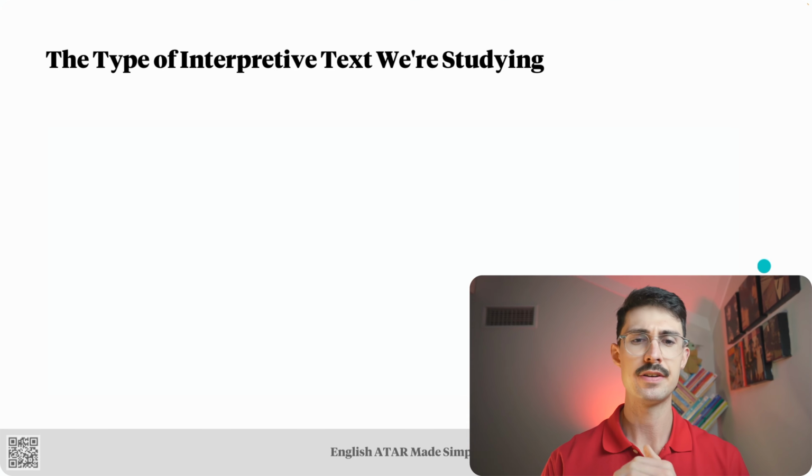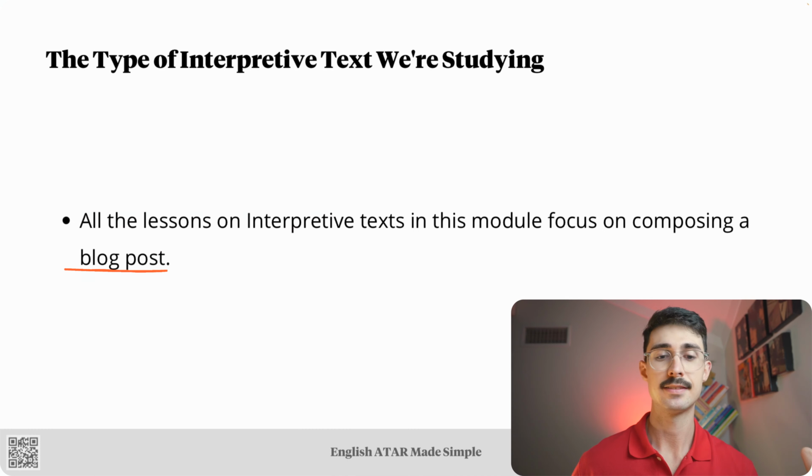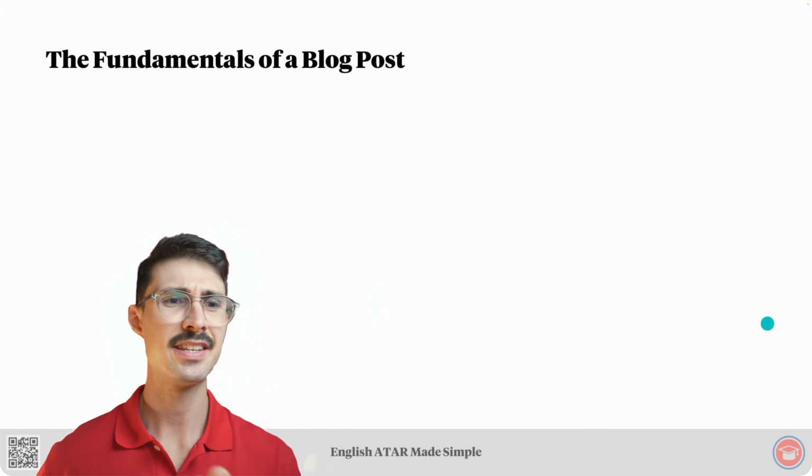That is all the main content for the lesson. Simple summary. The type of interpretive text we're studying is a blog post. But what is the definition of a blog post?